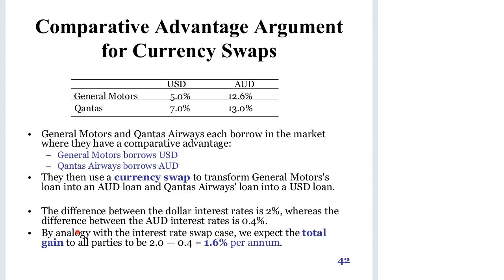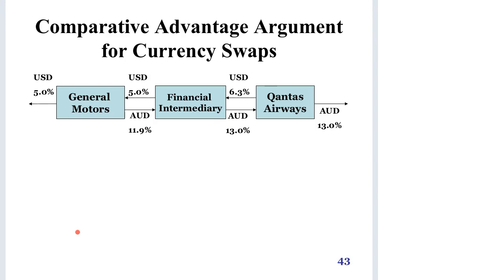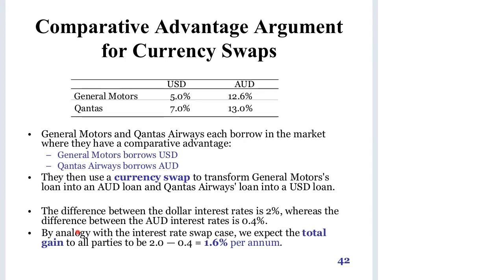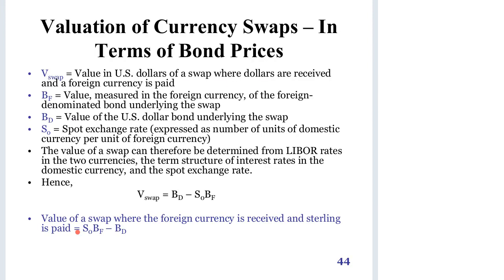So what happens? The 2% minus 0.4% gives a 1.6% benefit that is there, which is happening because of market inefficiency. There is no reason for the market to behave in this fashion. Once that happens, I take the 1.6% and divide it three ways.